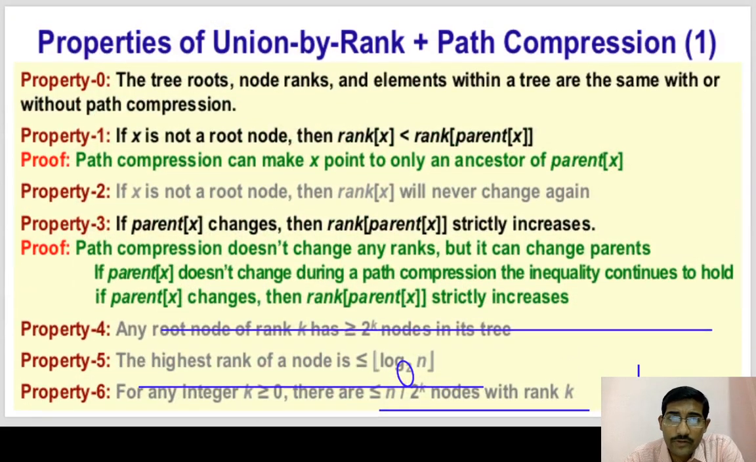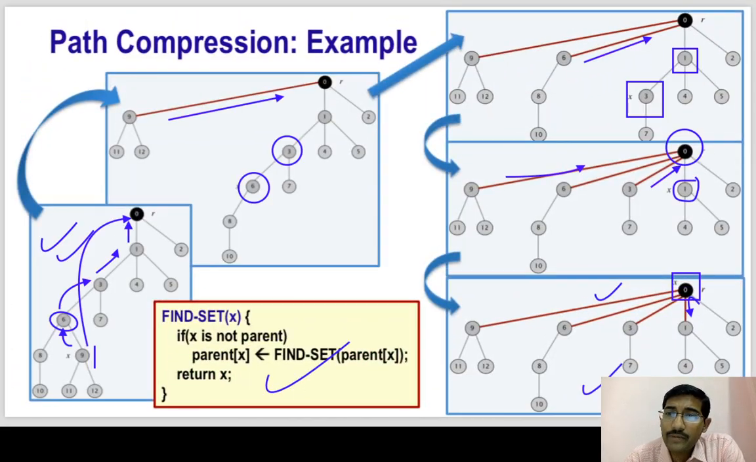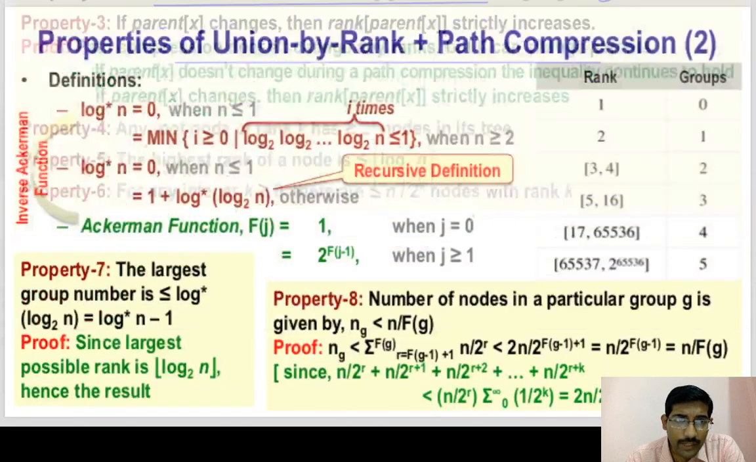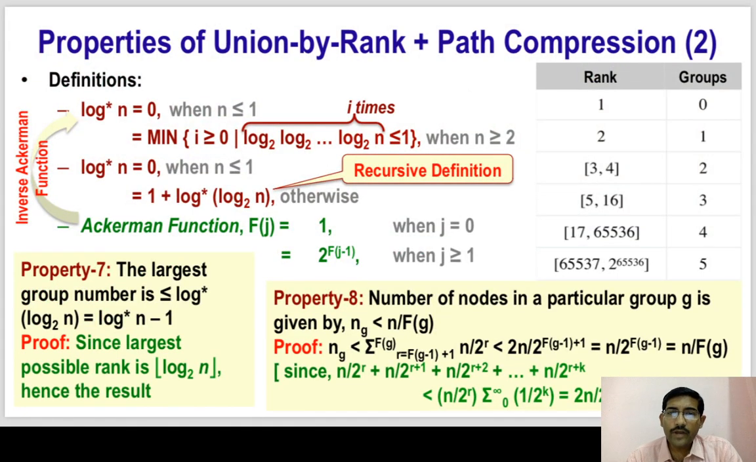Now comes the interesting question of what we gain by this kind of path compression based approach. So let us try to analyze. Before analyzing that, we need certain definitions. This is a new definition that we introduce here, which we call log star n. It is 0 when n is less than or equal to 1. And this intuitively means the number of times I need to take log to make the quantity less than or equal to 1.